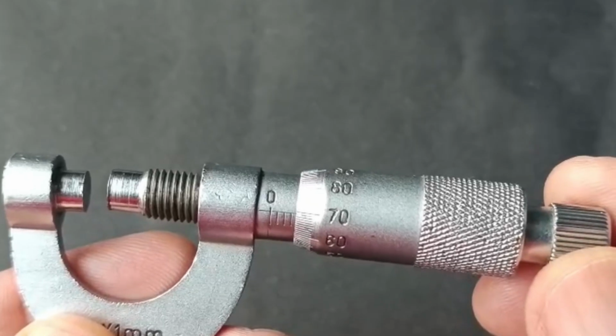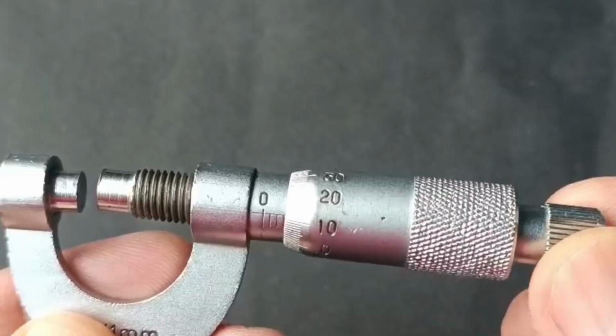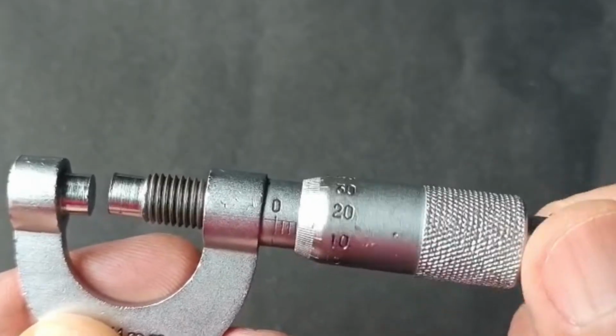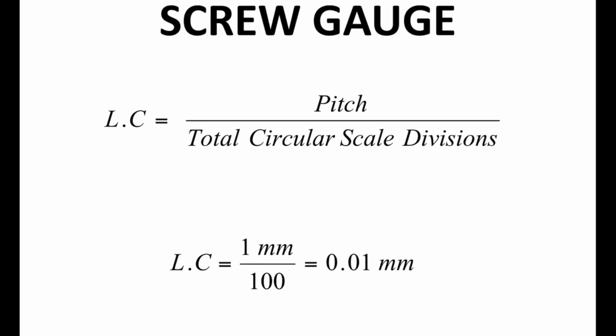For calculating least count of screw gauge, the movable part is given a number of complete rotations and the linear distance moved by the movable part is noted down. The ratio of linear distance moved by the screw to the number of complete rotations is called pitch of the screw gauge. For example, suppose linear distance moved by the movable part is 5 mm. When 5 rotations are given to it, then pitch of the screw can be calculated to be 1 mm. Least count of screw gauge is defined as pitch divided by total number of circular scale divisions. Using the value of pitch as 1 mm, least count of screw gauge can be calculated to be 0.01 mm.